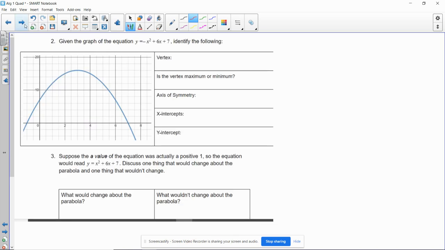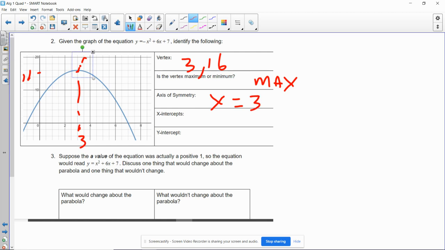So the second part, the scale got a lot of you guys. You can see each big box goes by 2, so each 2 little boxes is 1. So my vertex is right here, and that would be at (3, 16). Because it is an upside down parabola, we have a max. The axis of symmetry is an equation. So it's a vertical line, so it's x equals 3 as it goes right through 3.